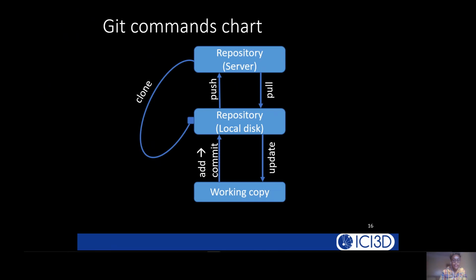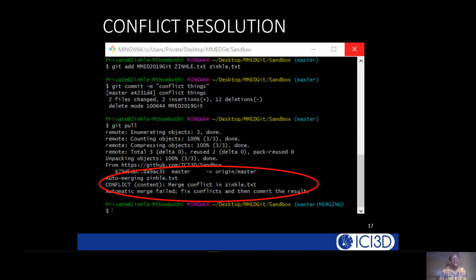Then you can check your status just to see what you have done. Then we have what we call conflict resolution. So this will happen mostly when you guys are working on the same document. So let's say you guys are working on your project and then you have the project document now.